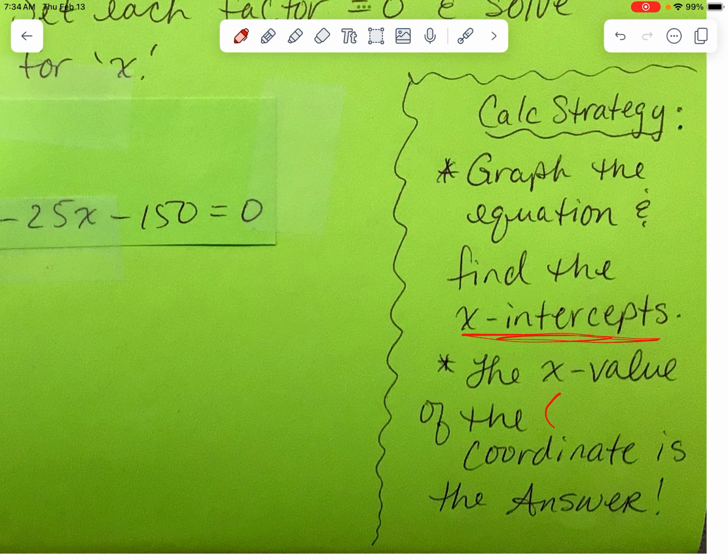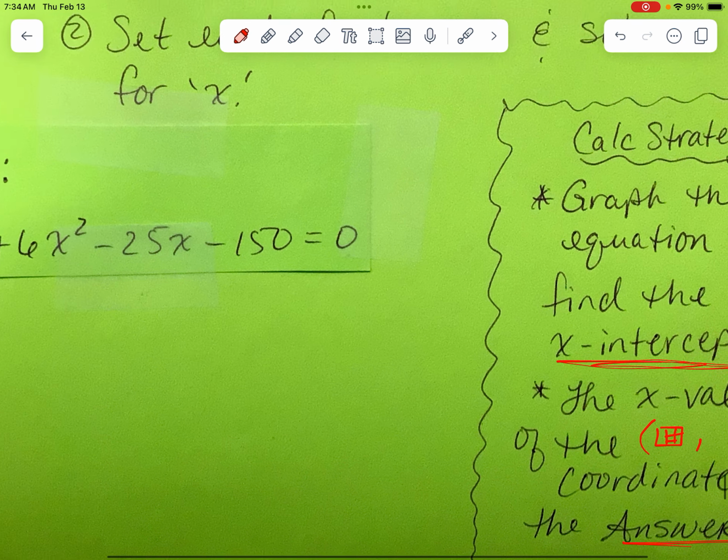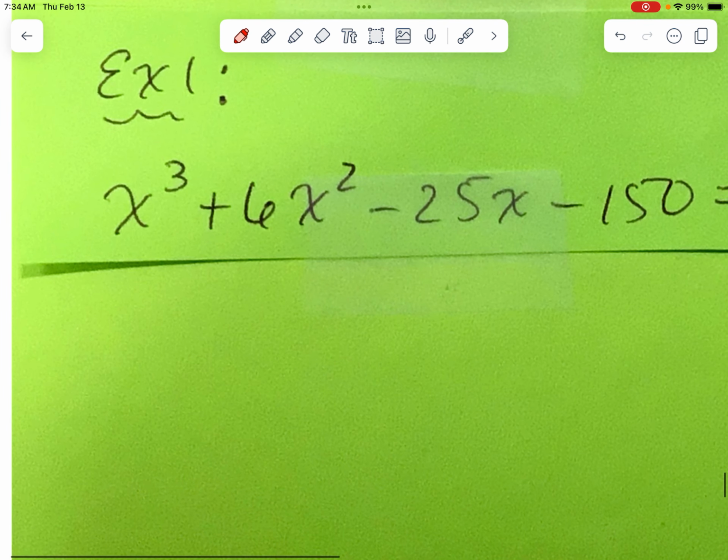Then we're going to take the x value of the coordinate, which is going to be the first number right here, and that is going to be the answer, or the answers if the graph crosses the x-axis more than once. Let's take a look at our first example.